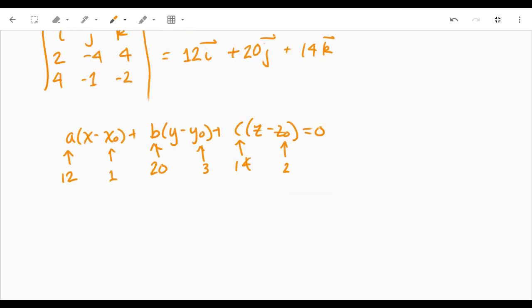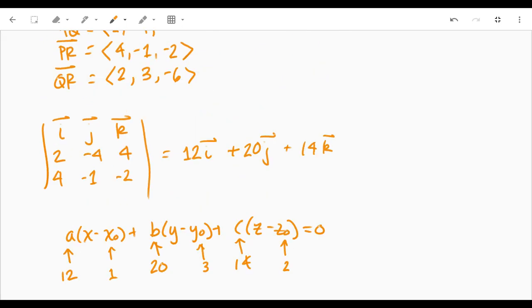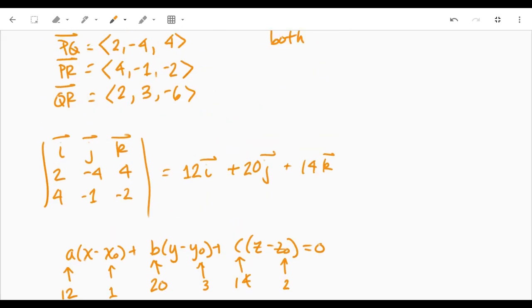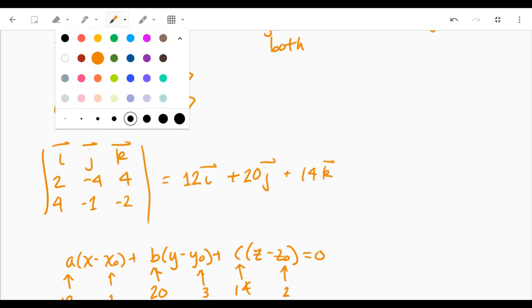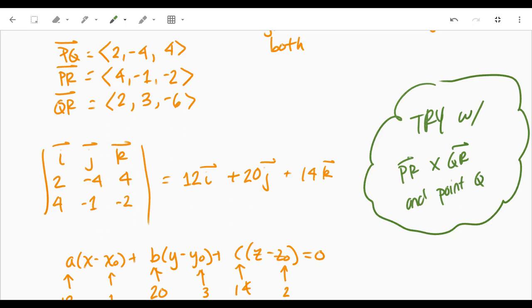Okay. And I'll show you, because a lot of kids are like, well, won't that change if you use different points? Actually, I want to keep this short. The answer is it won't change. So I would encourage you to try it with maybe PR crossed with QR and point Q. Maybe we'll do that in class and just show that it's the same.